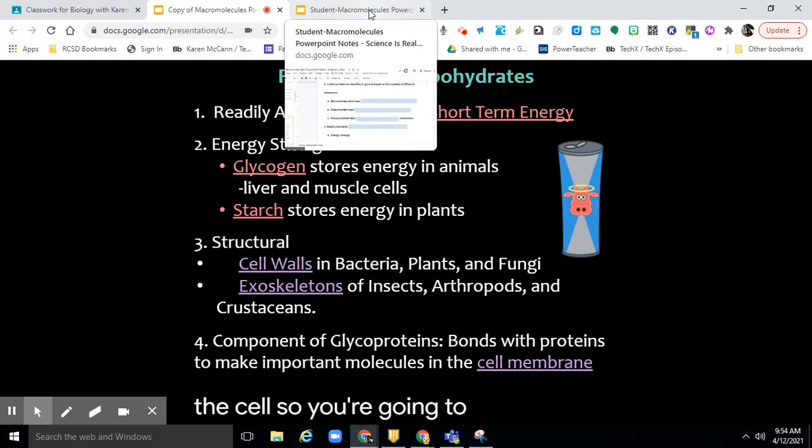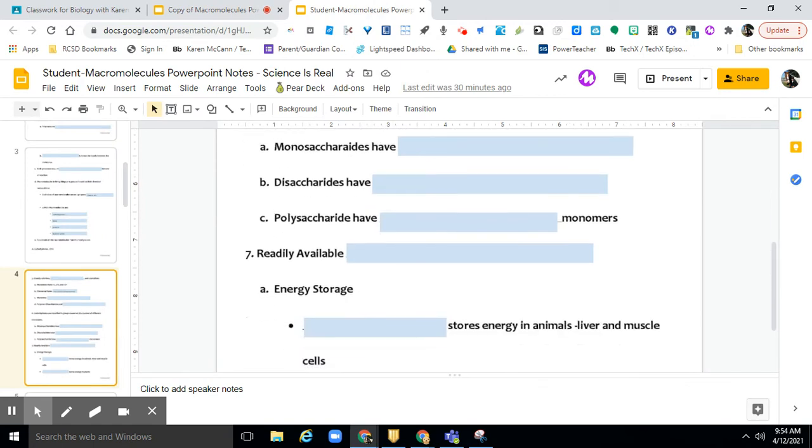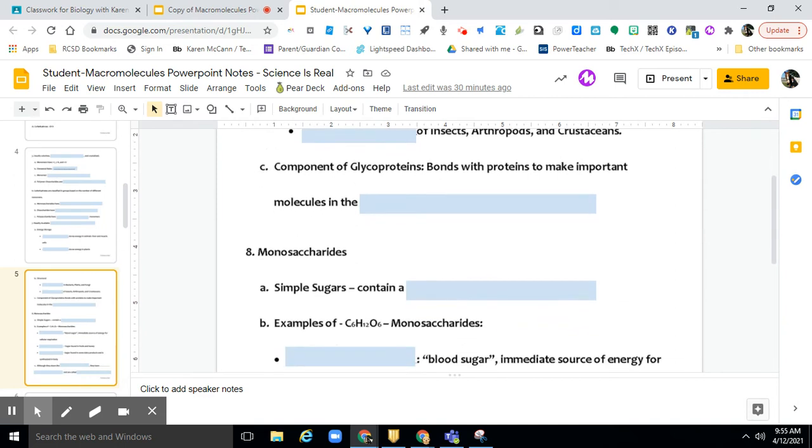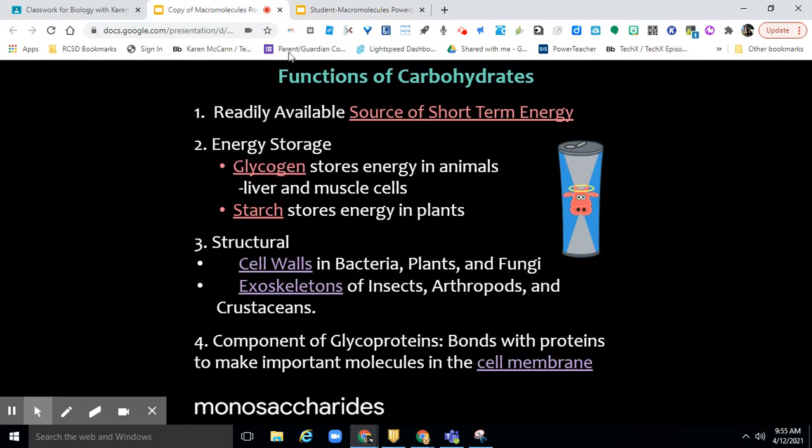So you're going to put these notes over here. And the next thing we're going to go over is monosaccharides. So your notes end here, and we'll continue with monosaccharides.